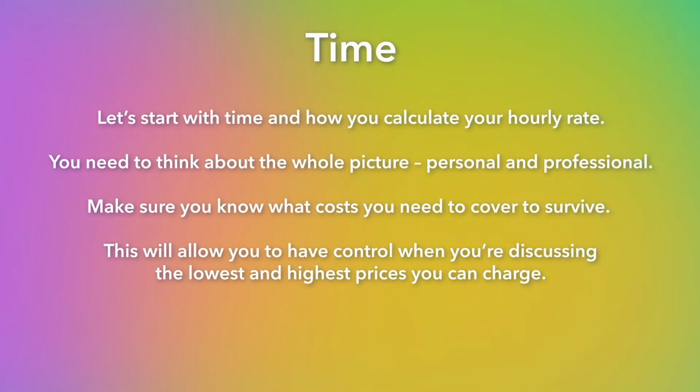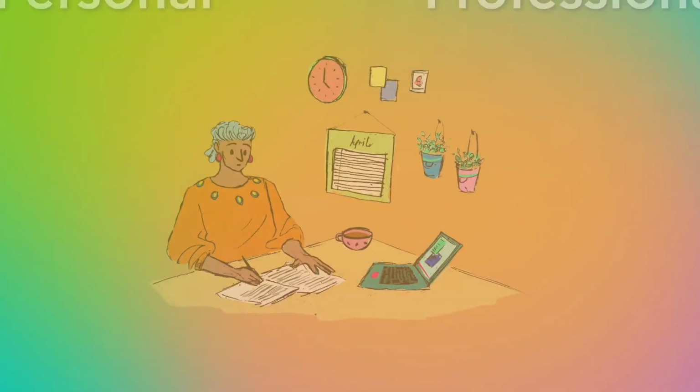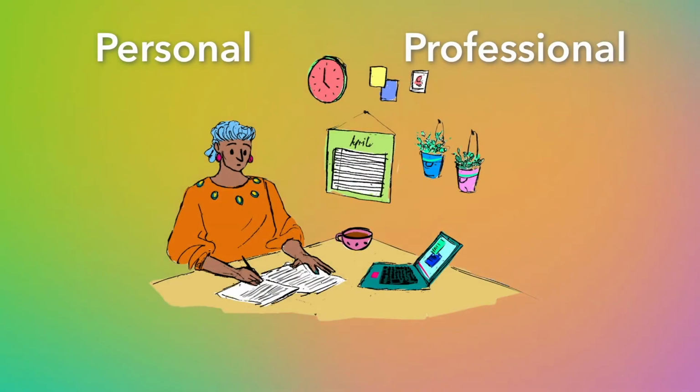Let's start with time and how you calculate your hourly rate. You need to think about the whole picture, personal and professional. Make sure you know what cost you need to cover to survive. This will allow you to have control when you're discussing the lowest and highest prices you can charge. You need to work out your overheads.